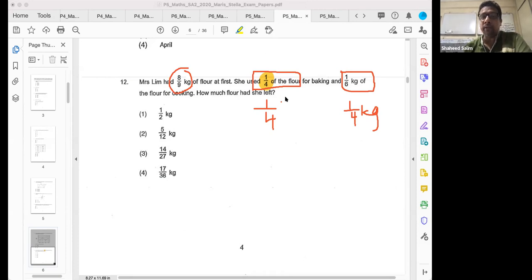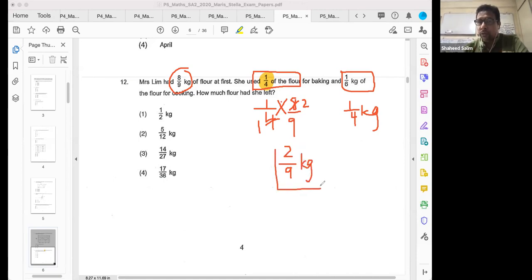You will get, you see, times 8/9. 1/4 of this, so I divide by 4. Divide by 4, I get 2/9 kg. Careful, down here, quarter is 2/9 kg. I'll come to this in a moment. So now you take 8/9 minus 2/9. Your balance is how much? 6/9.